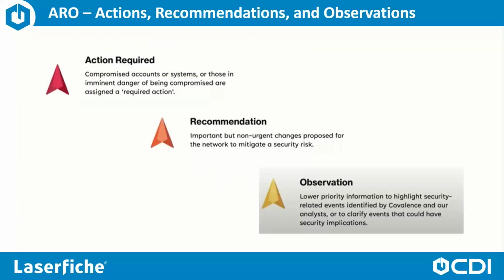Covalence brings insight to you, providing contextualized reporting. ARO stands for action required, recommendation, and observation. So if an account is compromised, they can set a notification to required action. Recommendation is important, but not urgent. And the observation is a lower priority notification that could have security implications later on. So something that you should check out, but doesn't need immediate action.